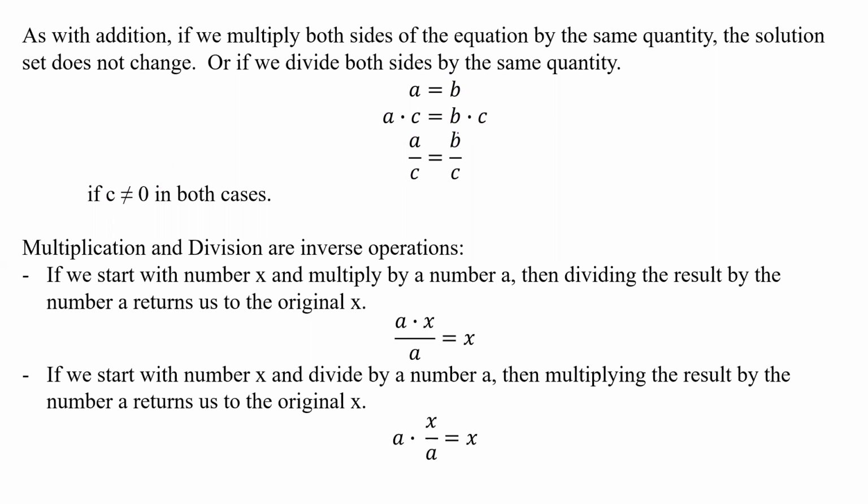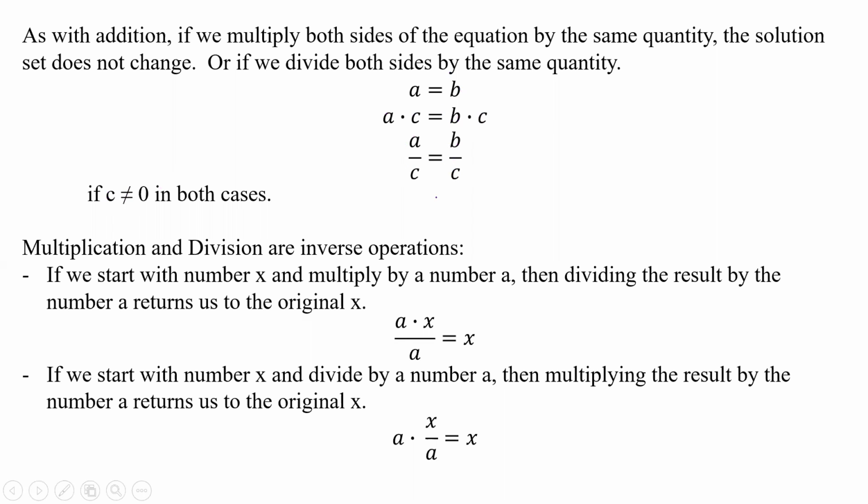Now, if we had c equals 0 here, that would just give us 0 equals 0, which doesn't really help us. And we cannot divide by 0, if we remember from earlier, so we don't want 0 in those cases. That's why c can't be 0 in both of those.